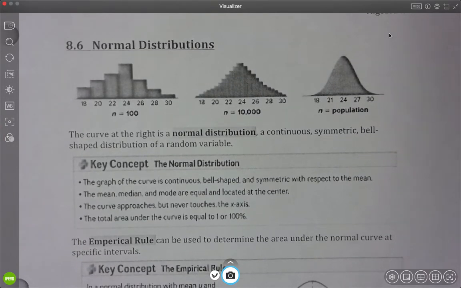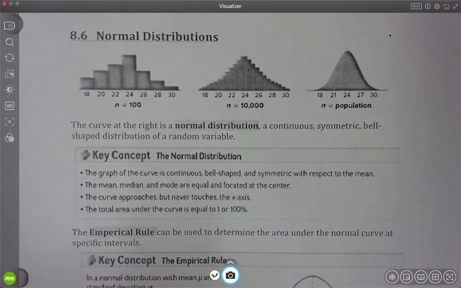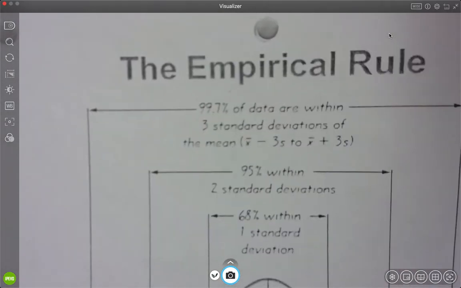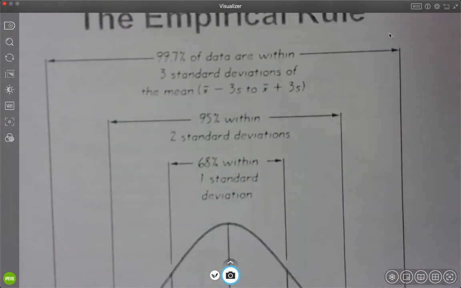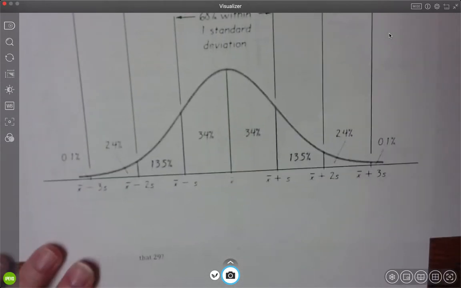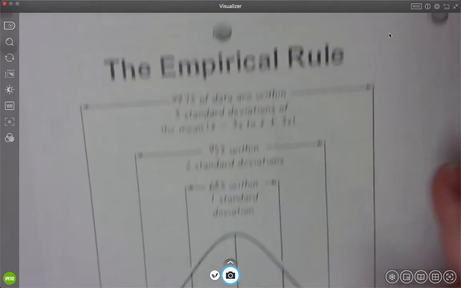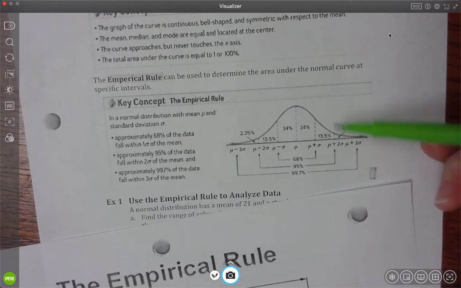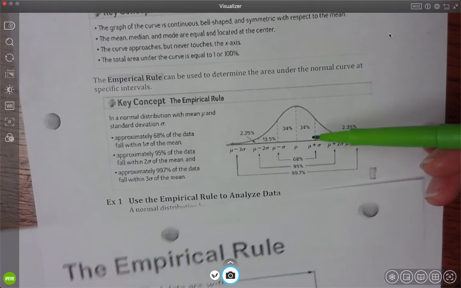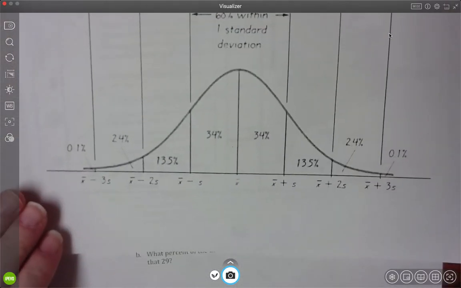So you should have 8.6 notes, and then there's a couple other sheets of paper that I want you to have out. The first one is this empirical rule sheet, because this just gives you kind of a bigger picture of what the diagram is showing right here on the notes. So this is just a bigger picture that you can see.